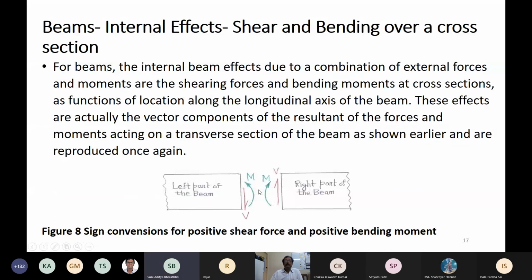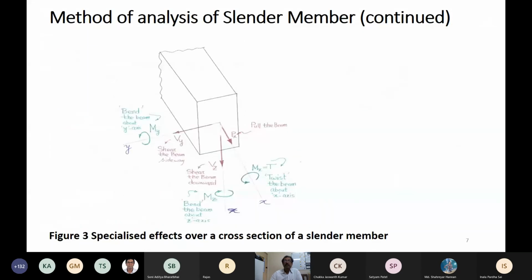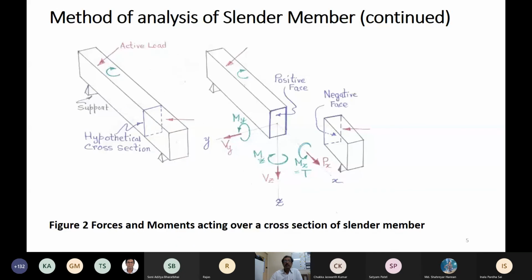Okay, sir. Come to the sign convention. This is the most important slide out of all. Please, if you agree with this sign convention, you basically agree with the axis orientation, right-handed system, and the positive moment and positive forces.